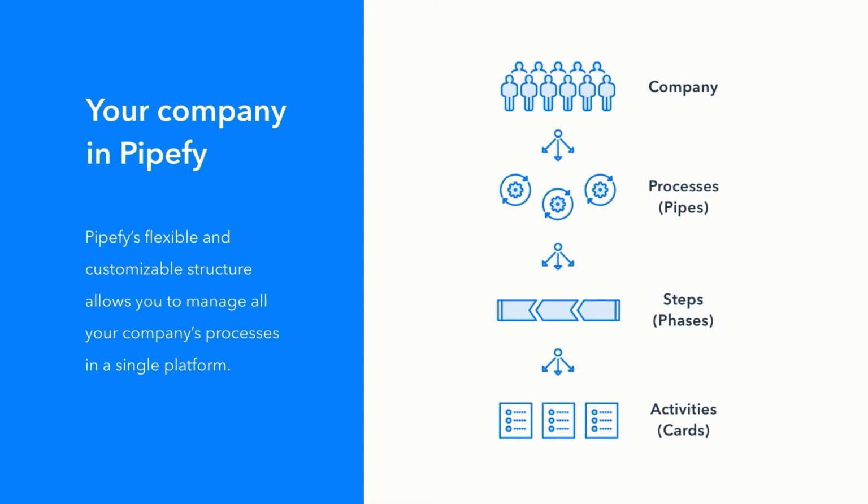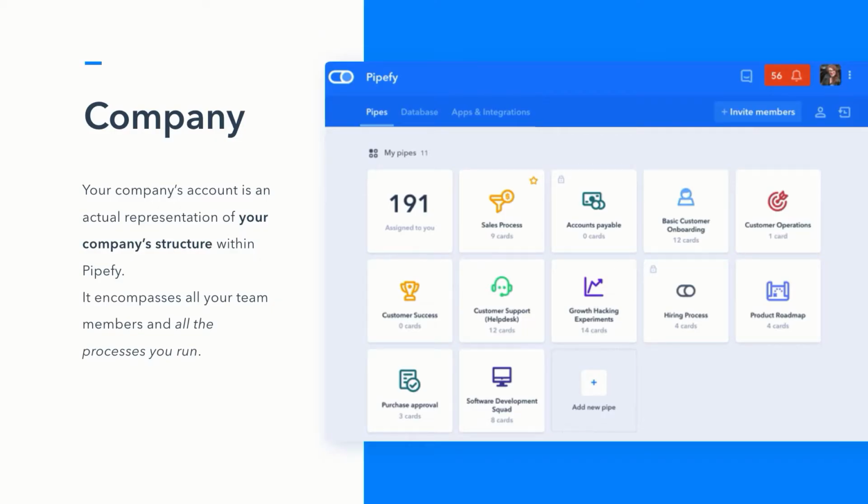Your company in Pipefy is structured just like your real company. So you have the company, and inside your company you have your processes, which we call pipes. Each pipe has different steps or execution steps, which we call phases. And in each phase of your process, you have the activities, which we call cards. So your company's account is an actual representation of your company's structure within Pipefy. It encompasses all your team members and all the processes you run.